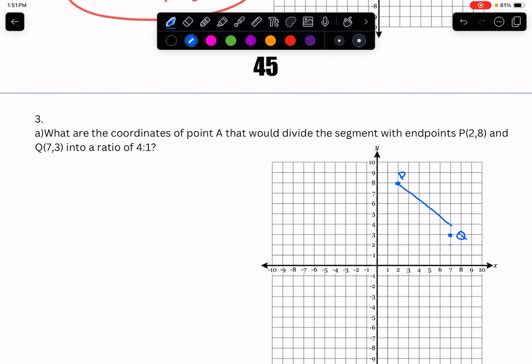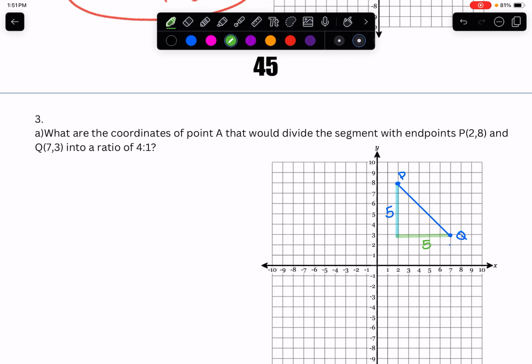Draw your segment. Highlight your rise and your run. So this is the rise. This is my run. My rise here is 5. My run is also 5. So both the distances are going to change the same way.